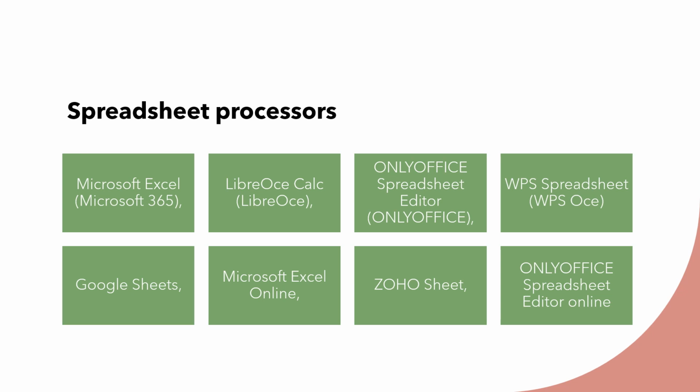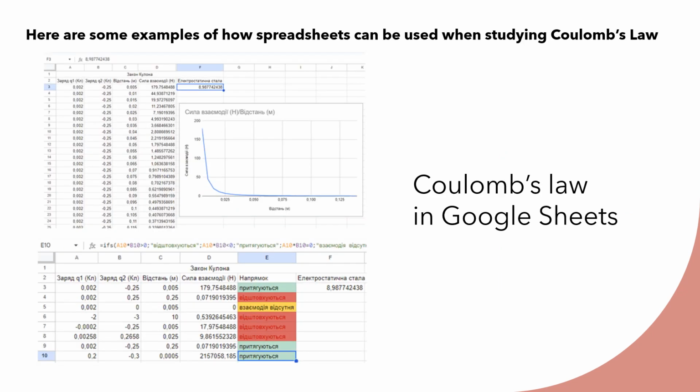Among the cloud services, it is necessary to mention such resources as Google Sheets, Microsoft Excel Online, Zoho Sheet, OnlyOffice Spreadsheet Editor Online, and others. Most of them are available under free licenses or licenses with some restrictions. Thus, we can state that there is a significant list of available spreadsheet processors for secondary education, and the issue of their availability is not currently an issue. Of how spreadsheets can be used when studying Coulomb's law.